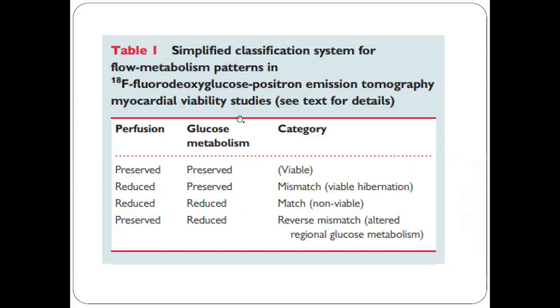So if perfusion is preserved and glucose metabolism is preserved, that means the tissue is viable. If perfusion is reduced but glucose metabolism is preserved, that is a mismatch, mainly seen in viable hibernating myocardium. If both are reduced, it is non-viable. If perfusion is preserved but glucose metabolism is reduced, that is a reverse mismatch.